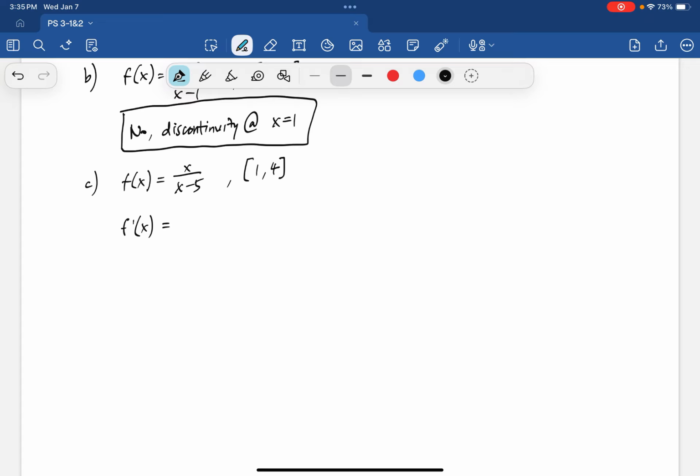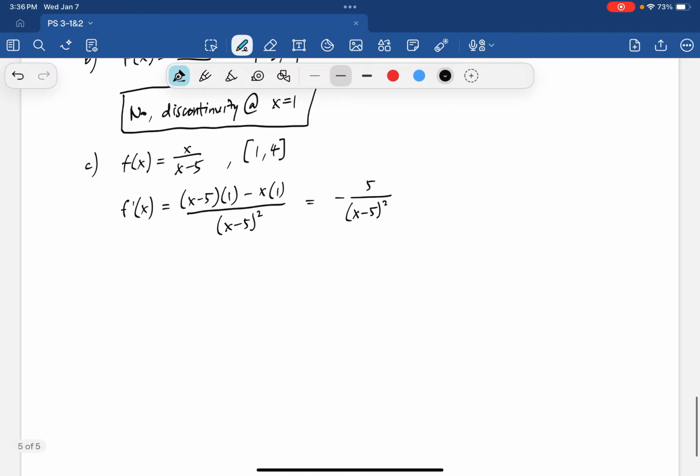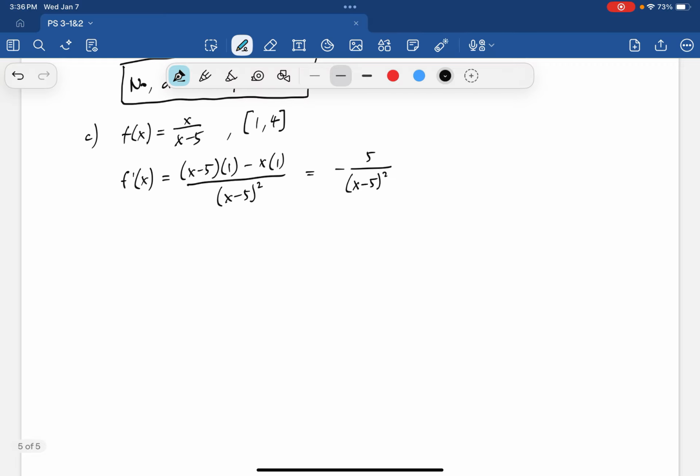So for the derivative, we're going to do the chain rule: low d high, x minus 5 times 1, minus high d low, x times 1, over x minus 5 squared, which is equal to x minus 5 minus x, so it's negative 5 over x minus 5 squared. Okay, and so that also has a discontinuity at x equals 5, which is once again outside the interval. And so, yes, mean value theorem can be applied.